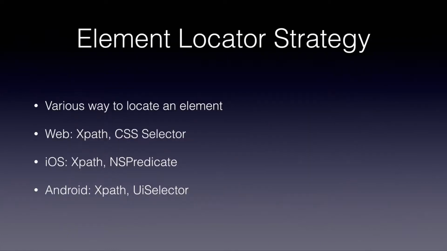So we have another element locator strategy. There are various ways to locate an element. For example, on web, we have XPath and the CSS selector. I think everybody who has experience using Selenium would know much about it. In iOS, we have XPath and NSPredicate. And in Android, we have XPath and UiSelector.